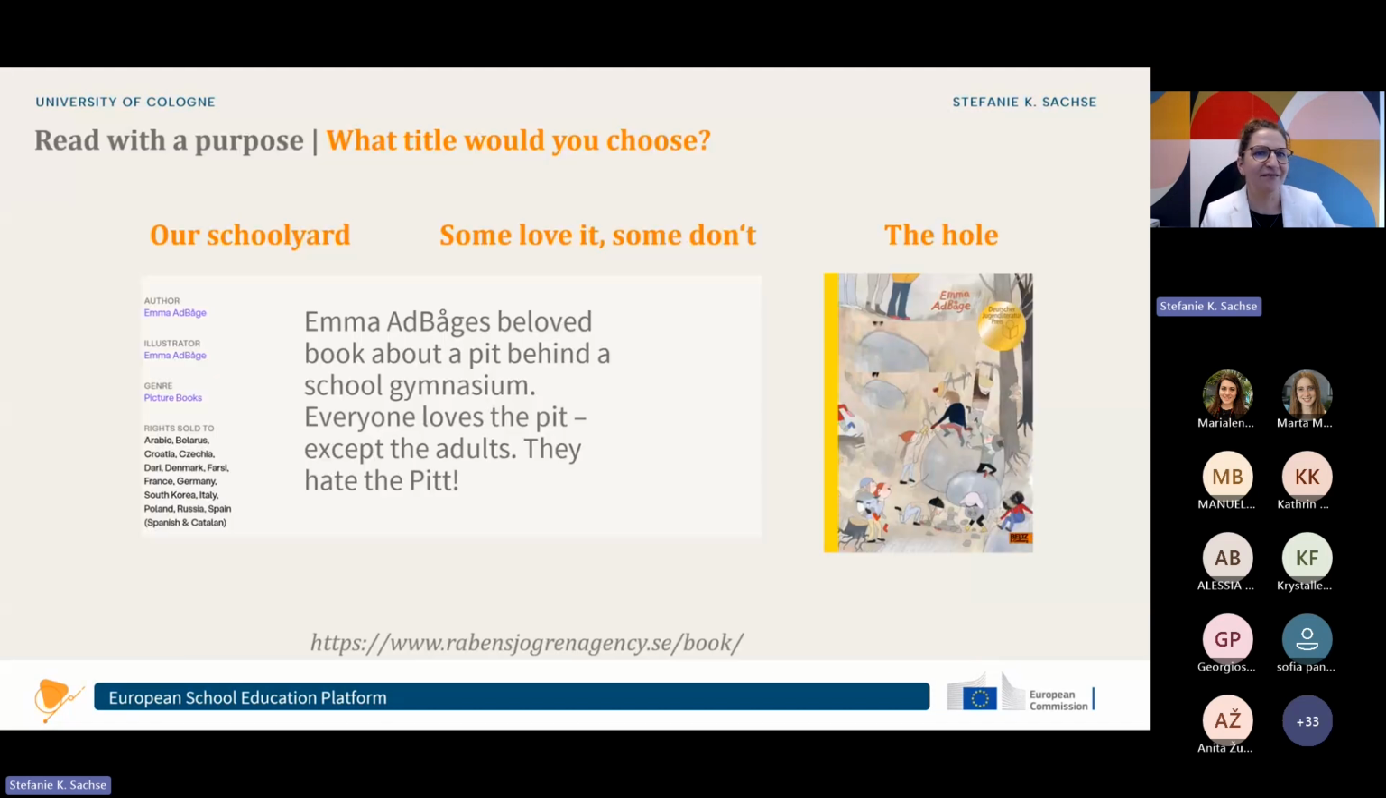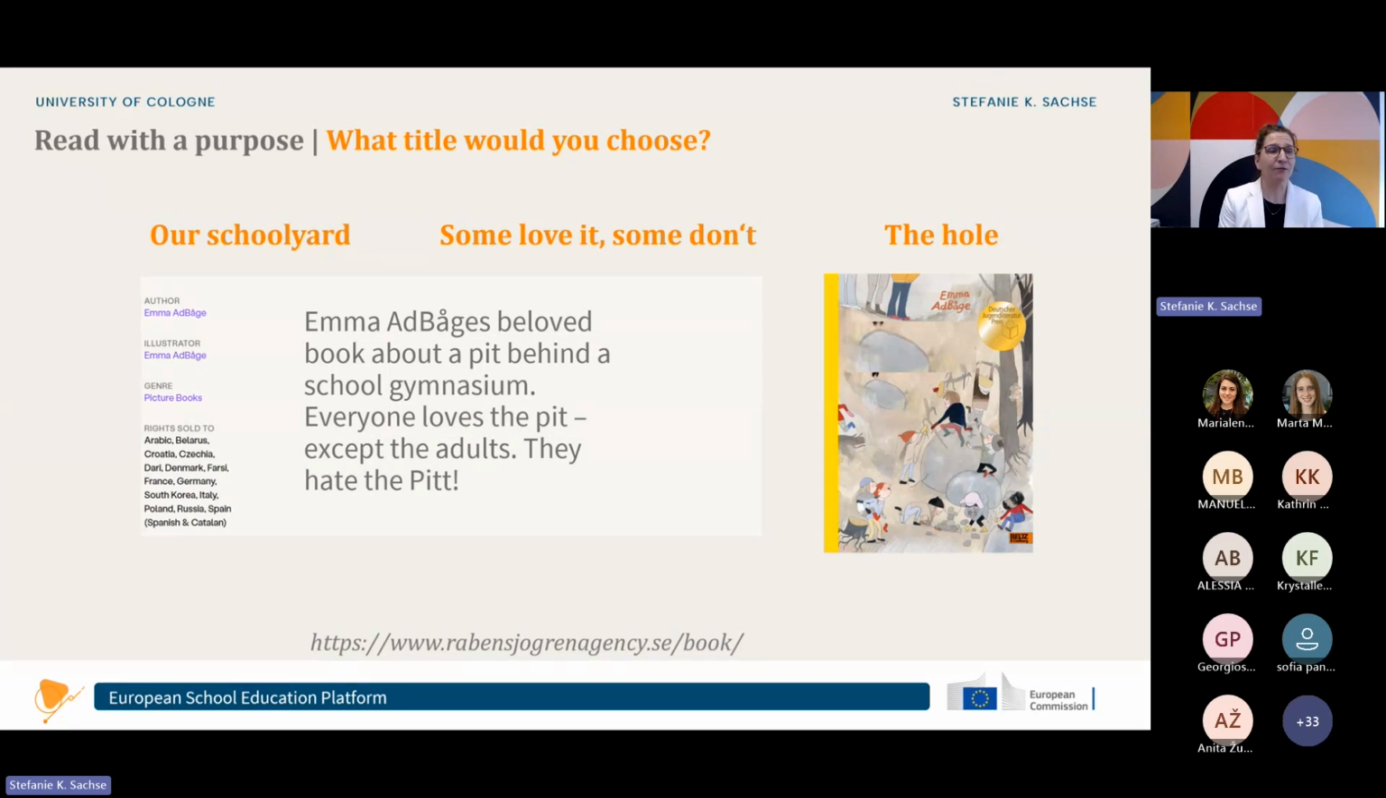With the children, just to give you one short example, we could read with a purpose, and we could look for a good title for this book. This is a book I know in both Swedish and German, and I've seen that there is no English translation yet. So I could ask the students, what could be a really good title for this book? Who thinks it could be Our Schoolyard? Who thinks it could be Some Love It, Some Don't? Who thinks a good title could be The Whole?